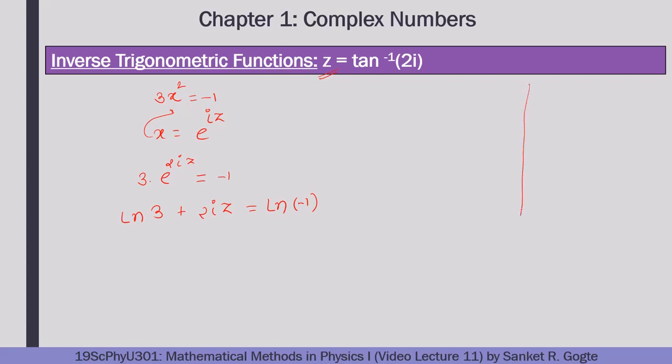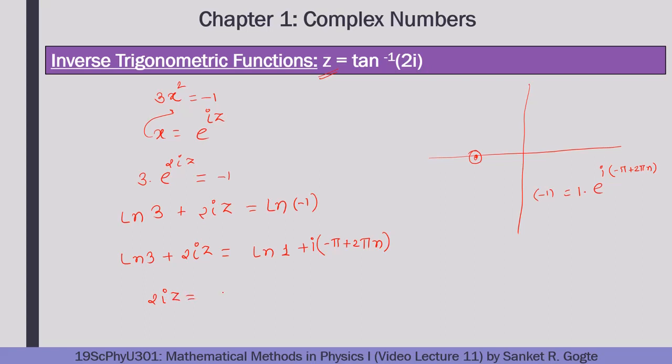So let's first find out log of minus 1. Minus 1 is going to be here, and therefore in exponential form it can be written as 1 into e to the power i into minus pi plus 2 pi n. Therefore what I get is log 3 plus 2iz is equal to log of 1 plus i into minus pi plus 2 pi n. So let's rearrange this equation. What we get is 2iz is equal to log of 1 minus log of 3 plus i into minus pi plus 2 pi n.